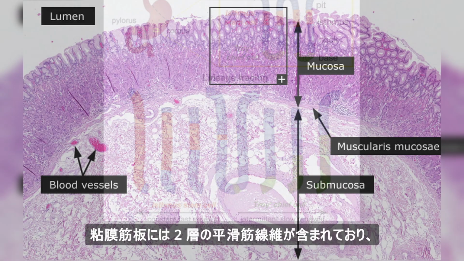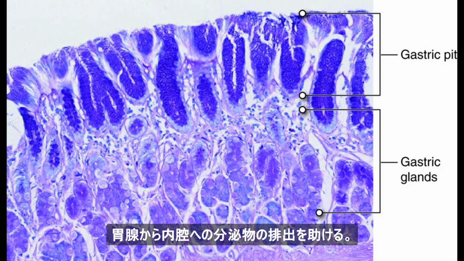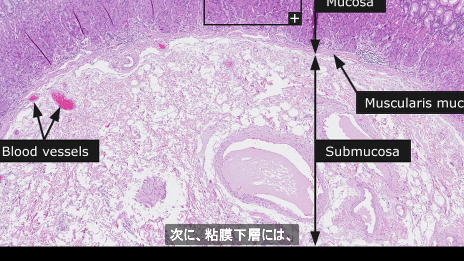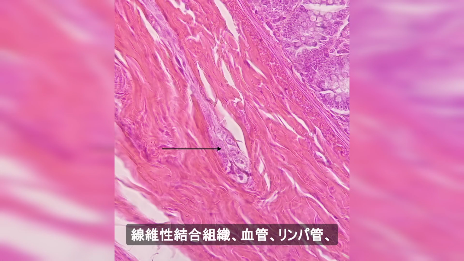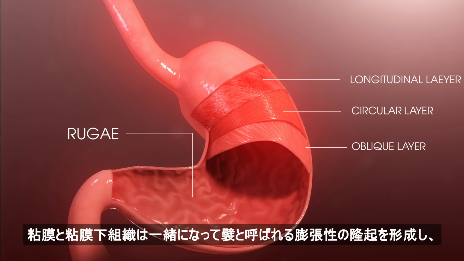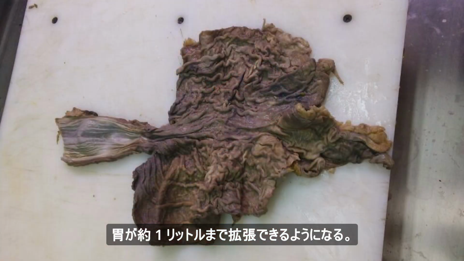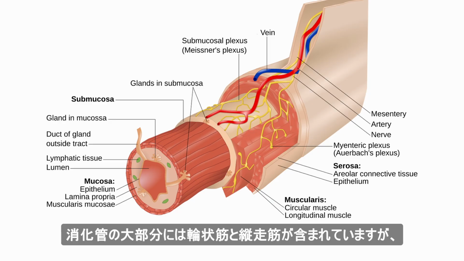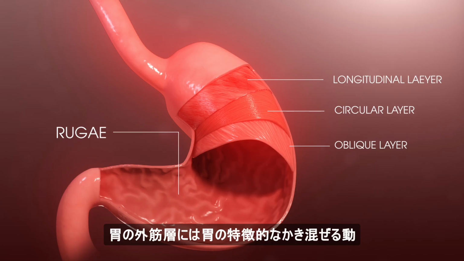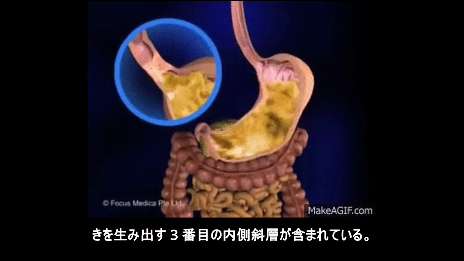The muscularis mucosa contains 2 layers of smooth muscle fibers, which help to expel secretions from the gastric glands into the lumen. Next, the submucosa contains fibrous connective tissue, blood and lymph vessels, and the parasympathetic nerves of Meissner's plexus. Together, the mucosa and submucosa fold into sensible ridges called rugae that allow the stomach to expand to about 1 liter. While most of the digestive tract contains circular and longitudinal muscles, the muscularis externa of the stomach contains a 3rd inner oblique layer that creates the stomach's characteristic churning motion.